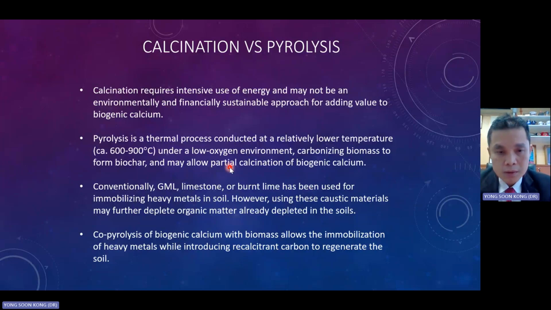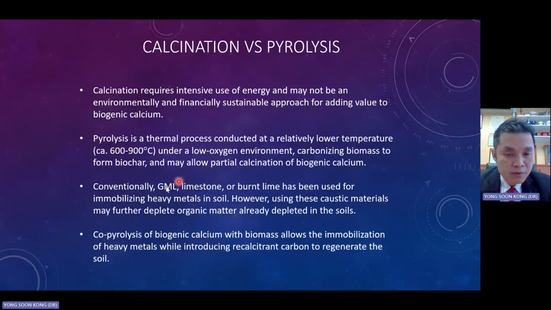Now, the other condition that is required is a low oxygen environment. That is relatively easily manageable. Just restrict the flow of oxygen, it will do its job. Now, it is a process where it will carbonize the biomass already in the mixture, so possibly palm kernel shell may be turned into biochar, and it may allow the partial calcination of biogenic calcium. So you got both: you got biochar and also some calcination in the calcium.